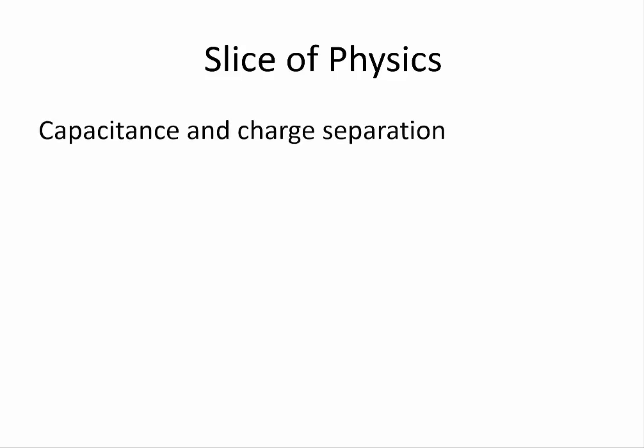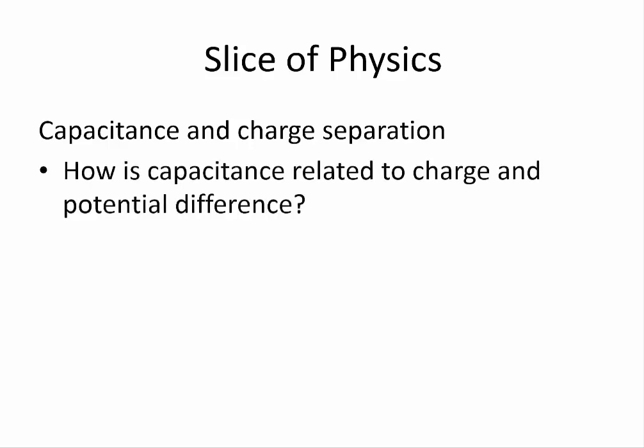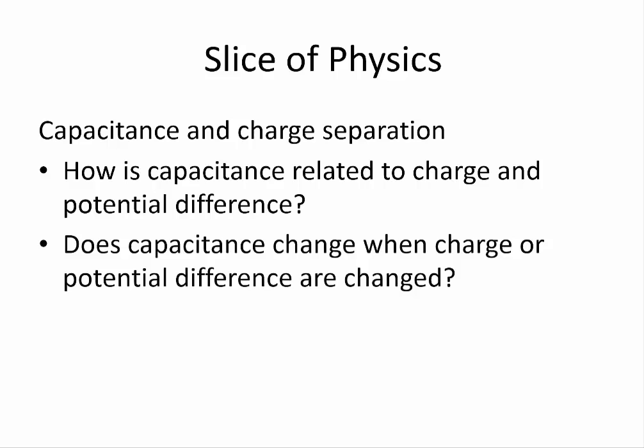We are now ready to discuss capacitance and charge separation between the plates of a capacitor. We will first see how capacitance is related to the charge separation and the potential difference between the plates of a capacitor. And then we will tackle an important question. Even though there is a relationship between capacitance and these two other properties, we will see if capacitance depends on these two properties. In other words, does the capacitance of a capacitor change when the charge separation or the potential difference across its plates are changed?